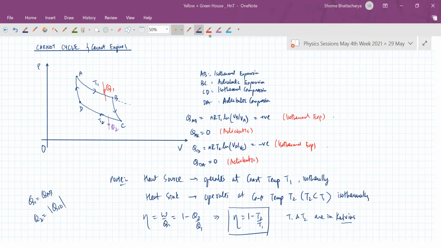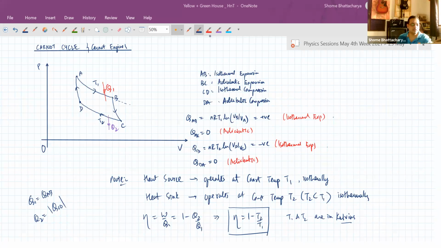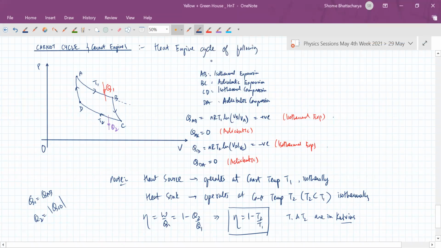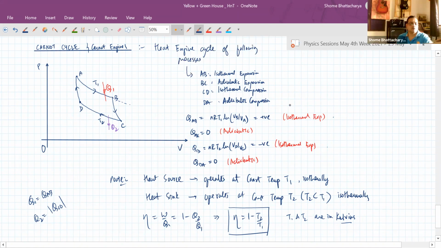Excuse me, sir. Yes, Tej, to answer your question, coming to your doubt also, the Carnot engine is specifically this cyclic process. Okay, it is a heat engine cycle. Okay, of the following processes. It must consist of these: isothermal expansion followed by adiabatic expansion followed by isothermal compression and adiabatic compression. Okay. Was that the doubt, or you have something else, Tej?